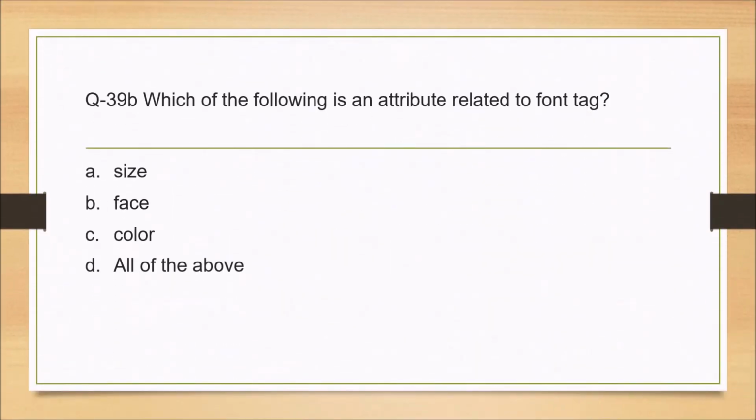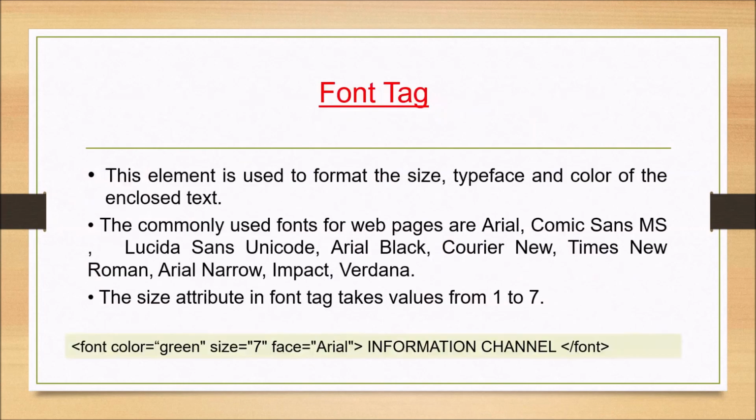And which of the following is an attribute related to the font tag? Size, face, color, or all of the above? Attributes which we use with the font tag. So the font tag element is used to format the size, typeface and color of the enclosed text. So different fonts we can use like Arial, Comic Sans, Arial Black, Courier New, Times New Roman, fine. And the size attribute can take values from 1 to 7.